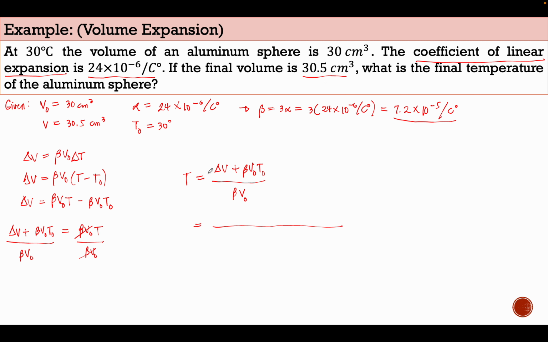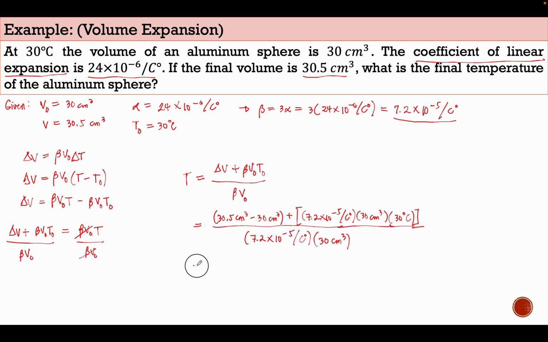Okay, so substituting their corresponding values, for delta V, we have final volume minus initial volume. So we have 30.5 cubic centimeters minus 30 cubic centimeters, plus beta, which is 7.2 times 10 to the power of negative 5 per Celsius degree, times V sub O, which is 30 cubic centimeters, times T sub O, which is 30 degrees Celsius. And then divided by beta, again 7.2 times 10 to the power of negative 5 per Celsius degree, times V sub O, which is 30 cubic centimeters. Okay, so we have 30.5 minus 30 is 0.5 cubic centimeters plus what we have right here for this one.